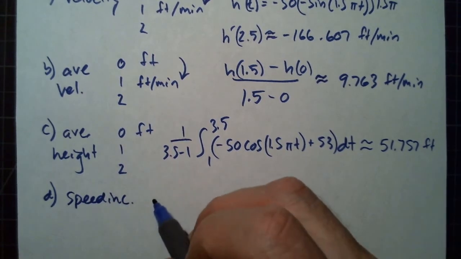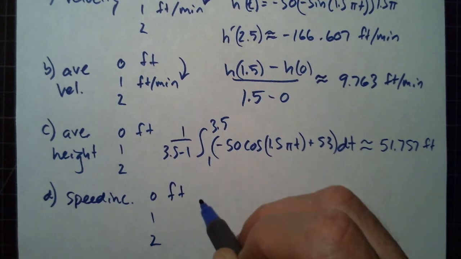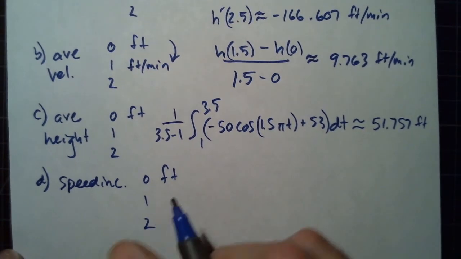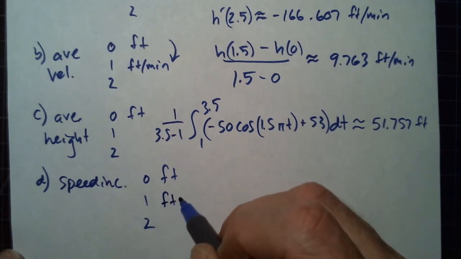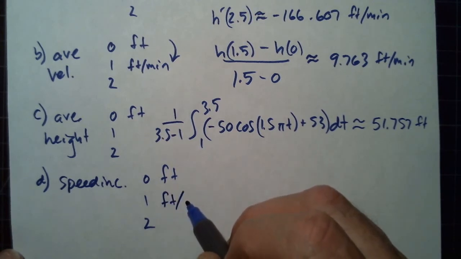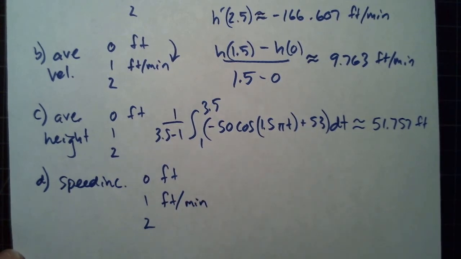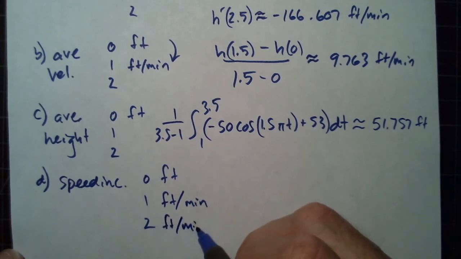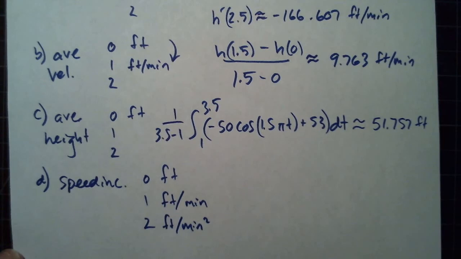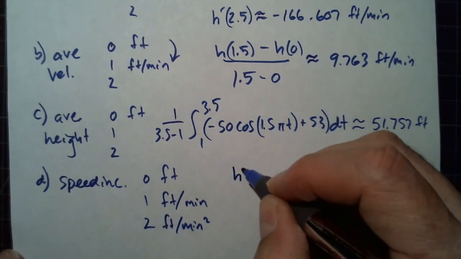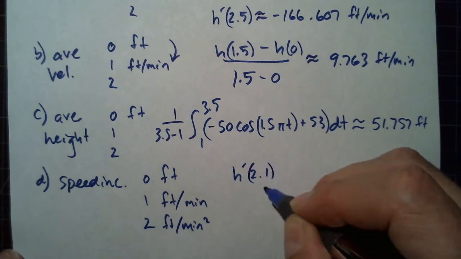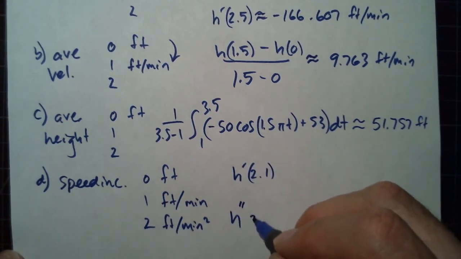Speed increasing is the key word. We're starting on level 0 at position, feet. We're talking about speed, feet per minute. So in this problem we need feet per minute. We also need feet per minute squared because we have to compare velocity and acceleration. So we'll do h prime at 2.1 and h double prime at 2.1.